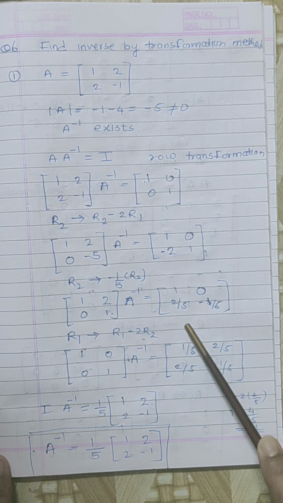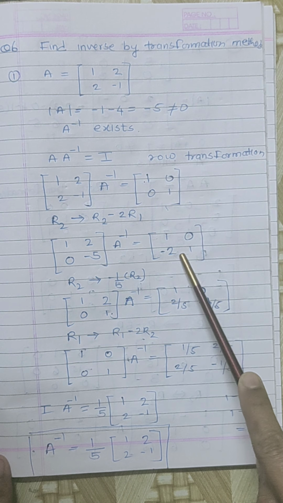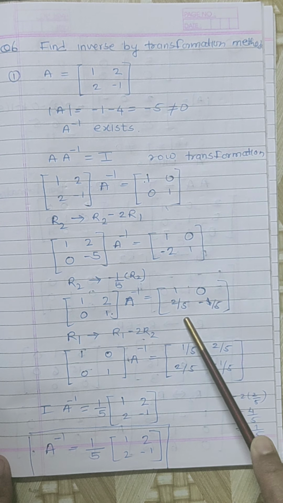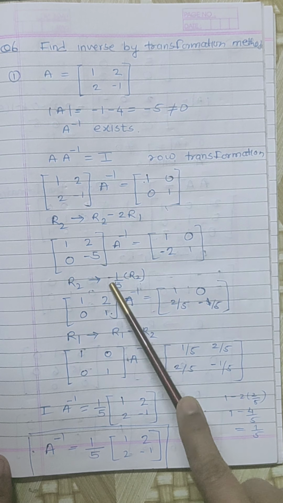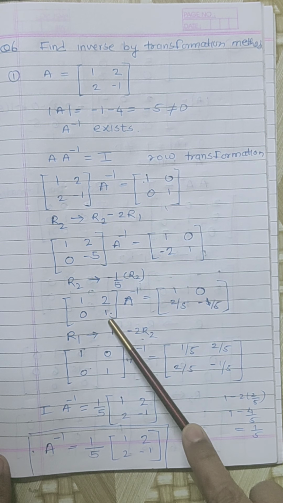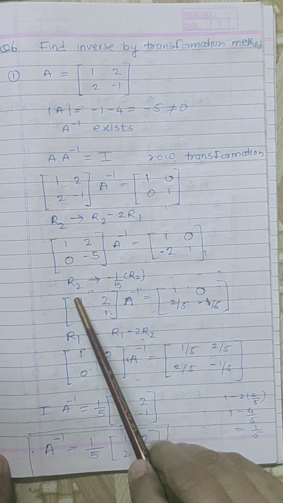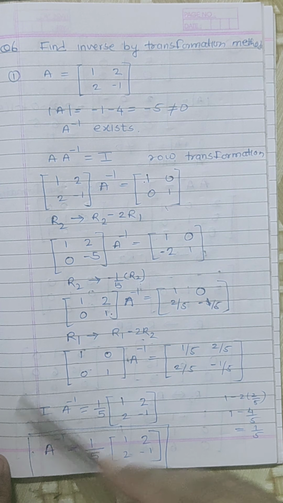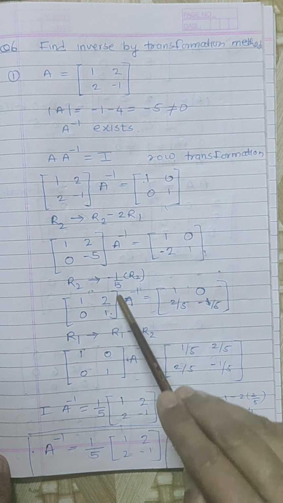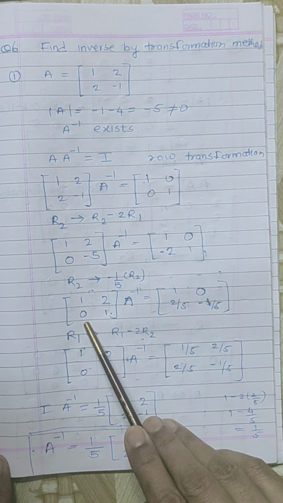Do the same transformation here. This 1 and 0 as it is. Minus 2 into minus 1 upon 5 is plus 2 upon 5, and 1 into minus 1 upon 5 is minus 1 upon 5. The same transformation you have to do on both the RHS and LHS. Now this one we have got. Now this we have to convert into 0, which means we have to make a change in R1. So now here 1 is there, so we can easily make this 2 into 0. Here no change will be there because 0 is there.